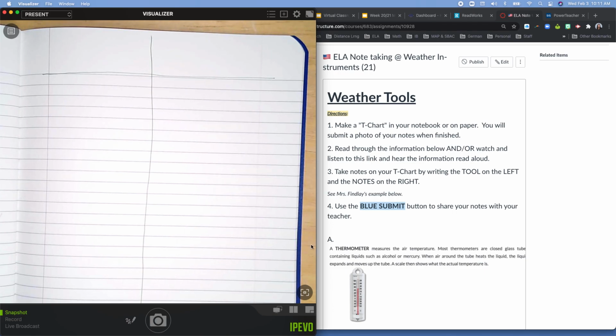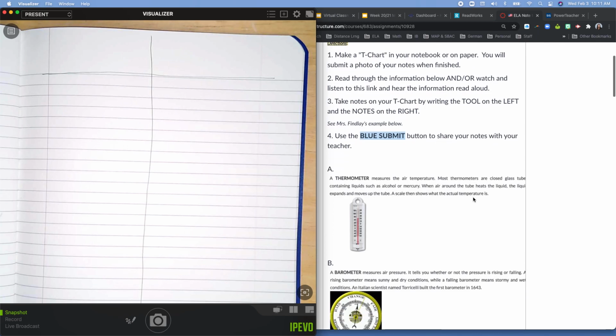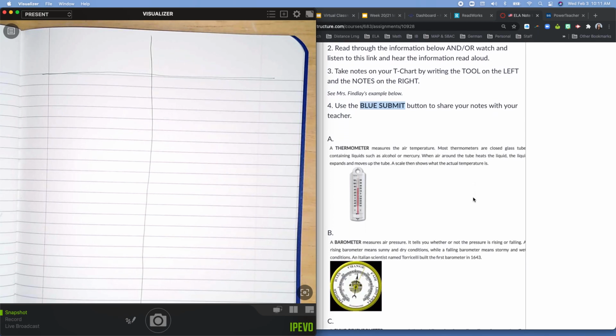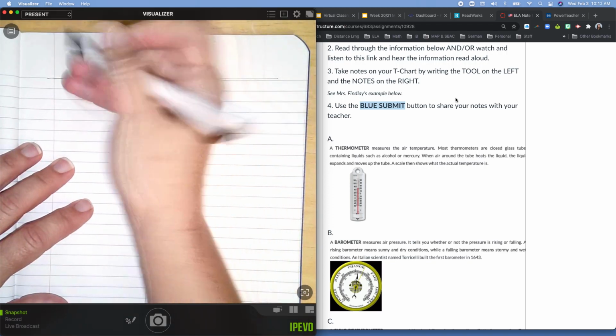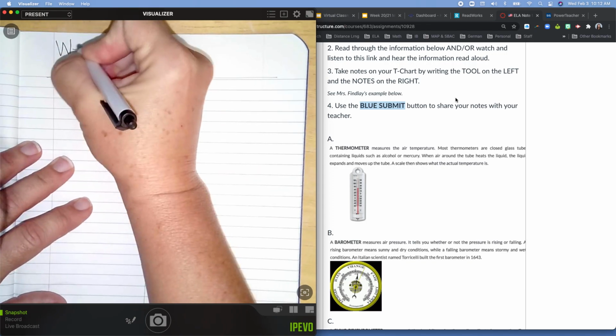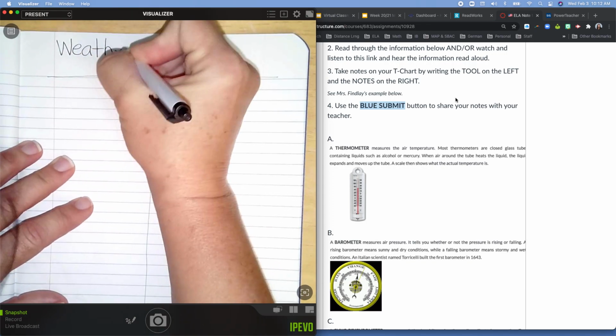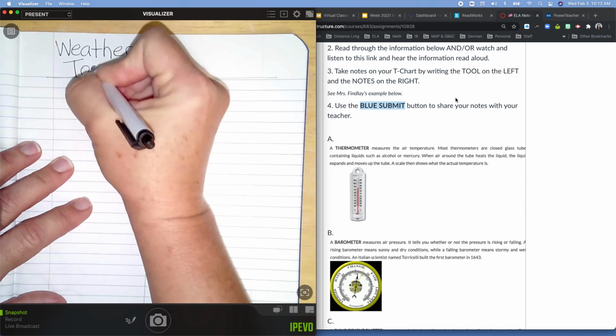So you're going to read through the information below and or watch and listen to this video that will be linked here and hear the information read aloud. So take notes on your T-chart by writing the tool or the instrument on the left over here. And so I'm going to label that weather tool.